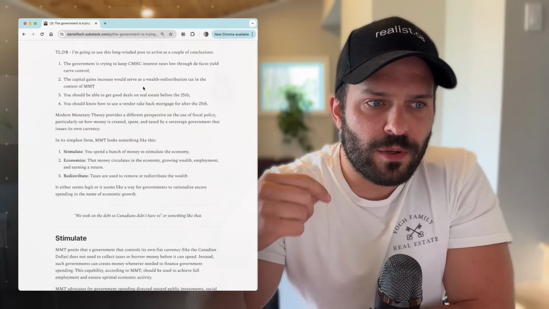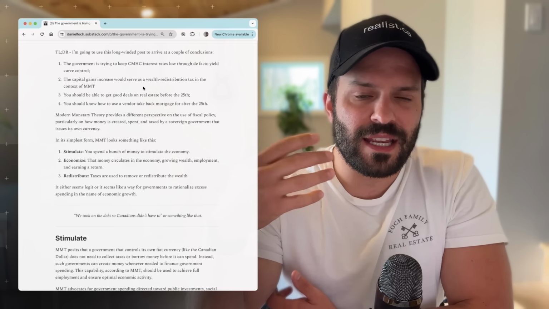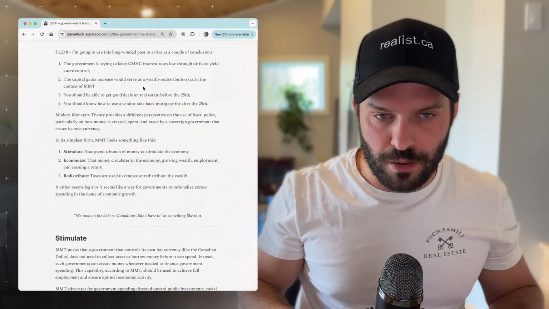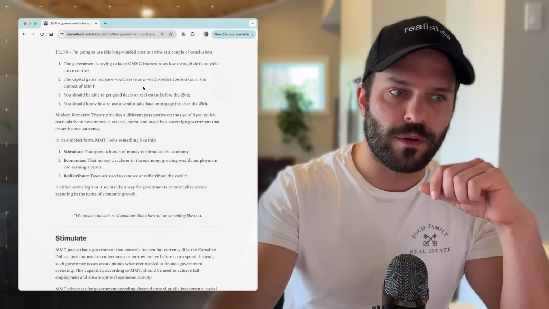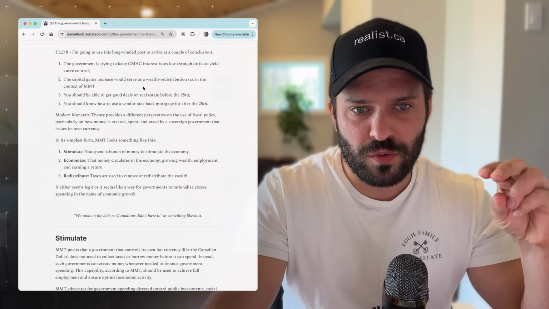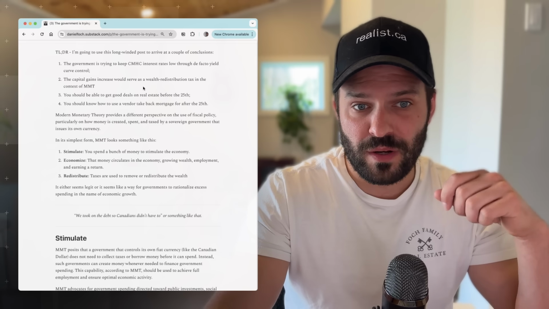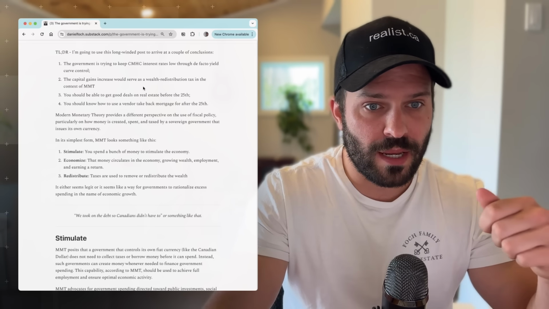Number 2, capital gains increase would serve as a wealth redistribution tax in the context of modern monetary theory. Not sure whether or not they're actually following the principles of modern monetary theory, but it's starting to look like that, and I'll explain that with a cool visual. Number 3, you should be able to get good deals on real estate before the 25th when the capital gains tax comes into play, and for after the 25th, you should know how to use a vendor take-back mortgage as a real estate investor if you want to get better deals.